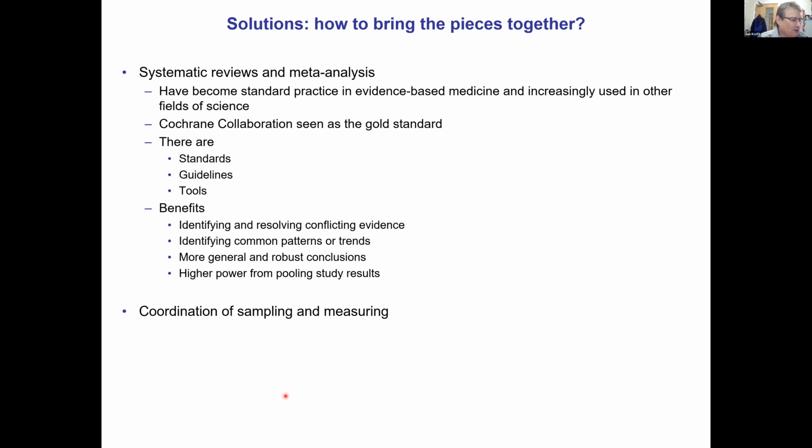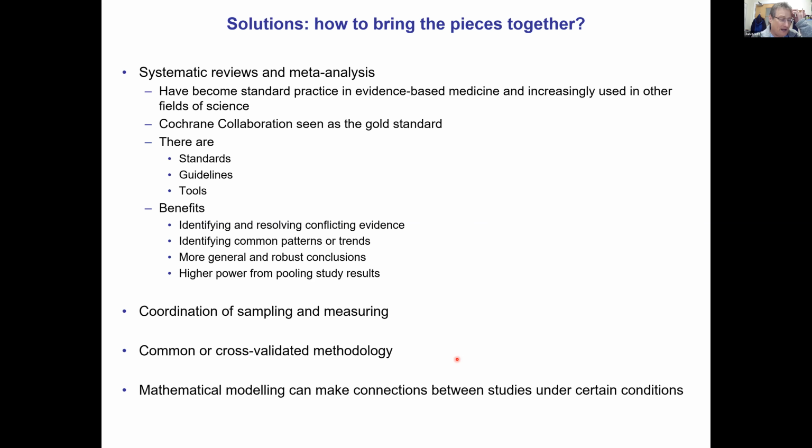Another solution would be coordination of sampling and measuring across different projects. This is something we should really be doing, but it is not easy to do. It's even difficult enough to coordinate within a project, let alone across projects, but we really should be doing this. And using a common methodology or cross-validated methodology, which is in fact one of the tasks that we have in our program coordination team.